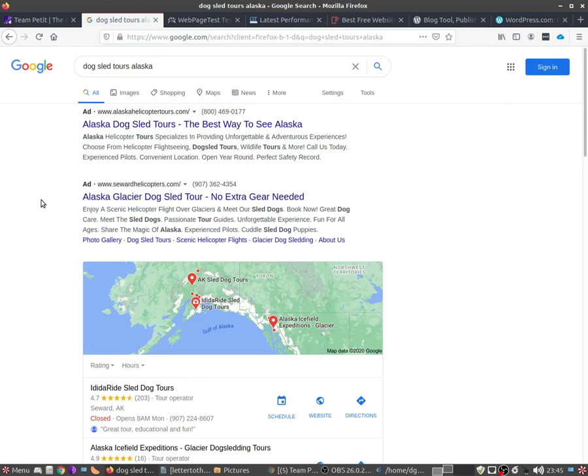Okay, so right now I'm looking at the page, and at the very top it says Ad, and then the website address www Alaska Helicopter Tours, and below that in big blue with an underline, where you normally click a link, it says Alaska Dog Sled Tour is the best way to see Alaska. Now I know because it says Ad, they paid for that listing. That is paid placement. That is not organic ranking.